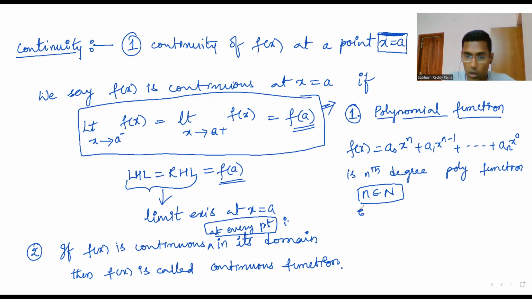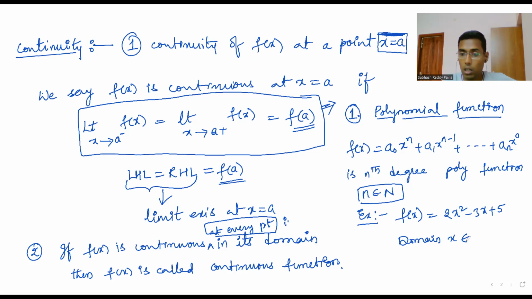Now I'll explain. For example, let's take f of x as 2x square minus 3x plus 5. This is a quadratic polynomial, or quadratic expression. And here, what's the domain, can you tell? Domain means x values. What values can x take? Any real number, I guess.